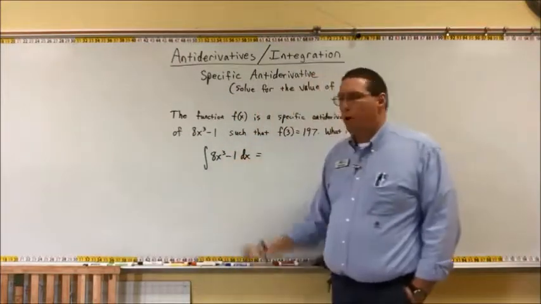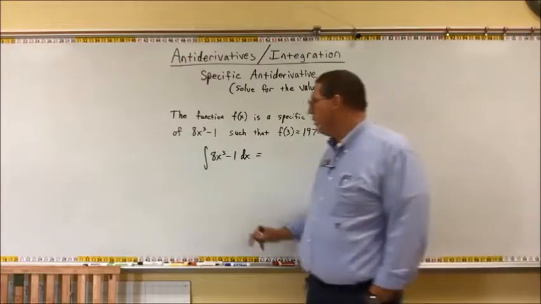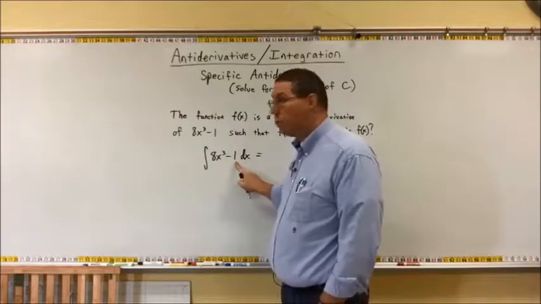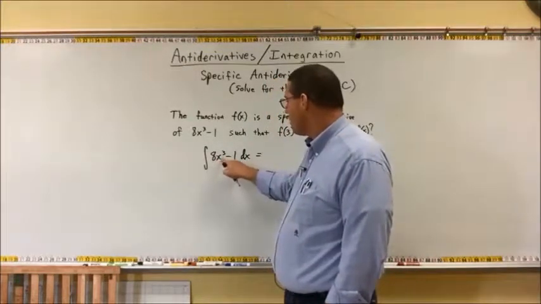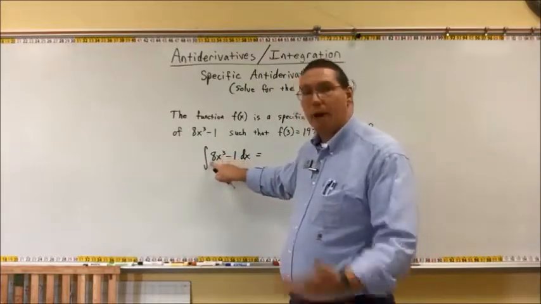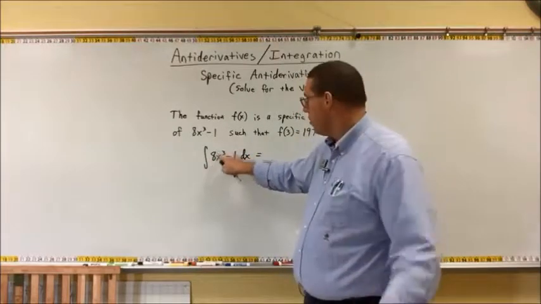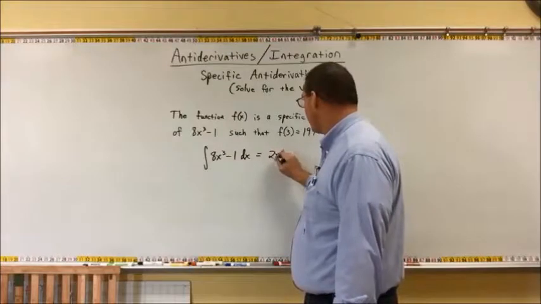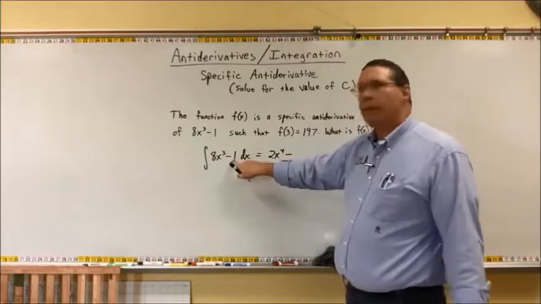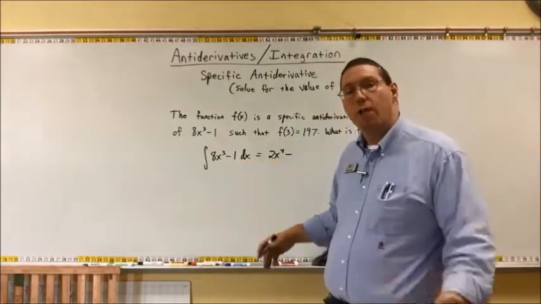Why don't you pause the video and go ahead and find the antiderivative of this. All right, hopefully what you did is use the power rule and the constant rule. The antiderivative of the first piece: the power goes up by 1, so it's 4. Then we divide 8 by the new power, 4, and 8 divided by 4 is 2. So the antiderivative of this piece is 2x to the fourth power. Minus, and the antiderivative of 1 with respect to x is 1x, or just x.